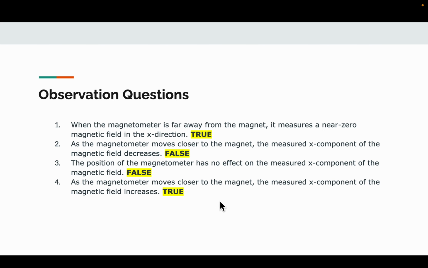So the observation questions here: when you're far away, there's a near zero magnetic field, and as you get closer, it just increases.